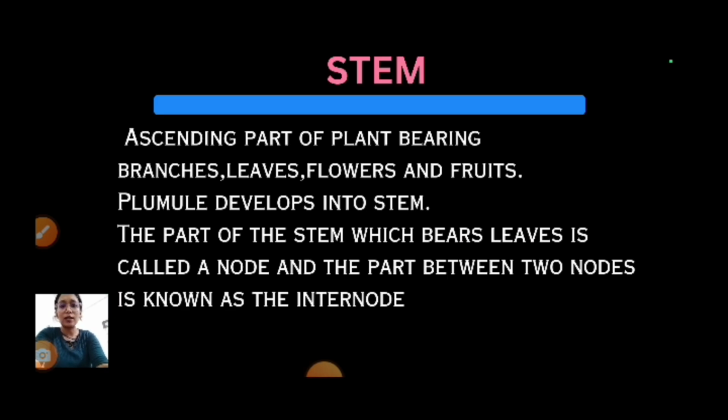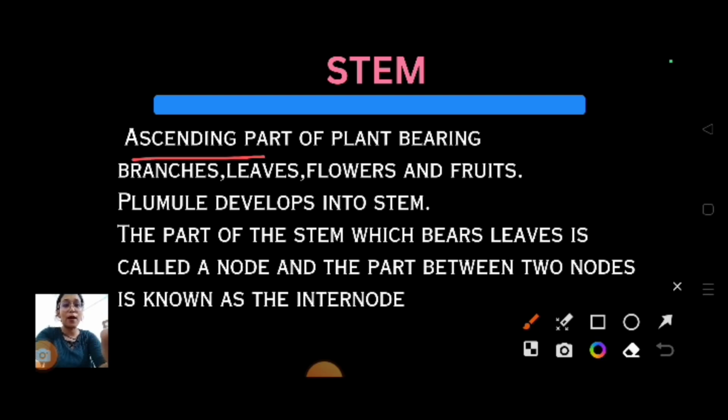So let's see what a stem is. It is basically the ascending part of a plant bearing branches, leaves, flowers and fruits. Ascending part means the above ground part. It is going from down to up. That's why it is called the ascending part, which bears the branches, leaves, flowers and fruits.